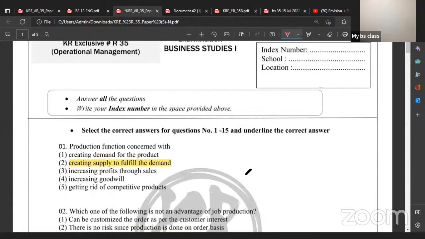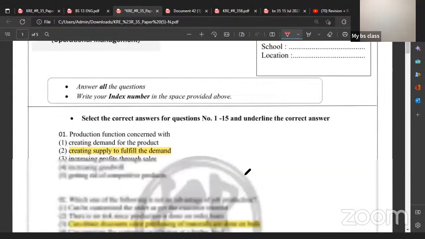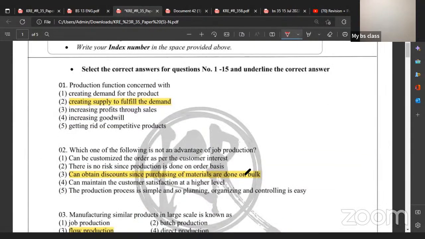Select the correct answers for the question number 1 to 50. Production function concerned with. Now, when you say the production, right, creating demand for the product, is that something that we do when it comes to production, right? No. So then easily we can eliminate that answer.